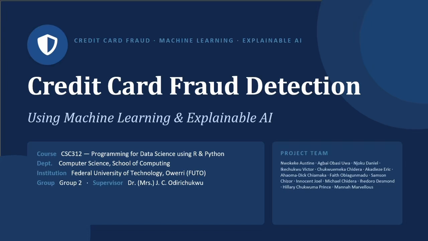And this is our project on credit card fraud detection using machine learning and explainable AI. It was developed in R for CSC 312. Now, in the next few minutes, I'll briefly explain the problem we are solving, the data sets we used, how we built our models, and the results that we got.